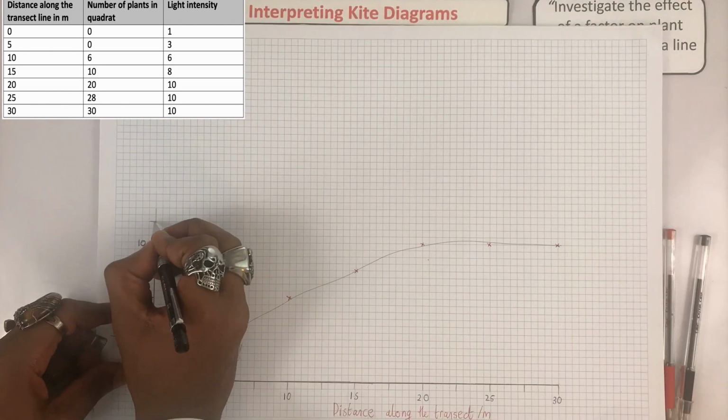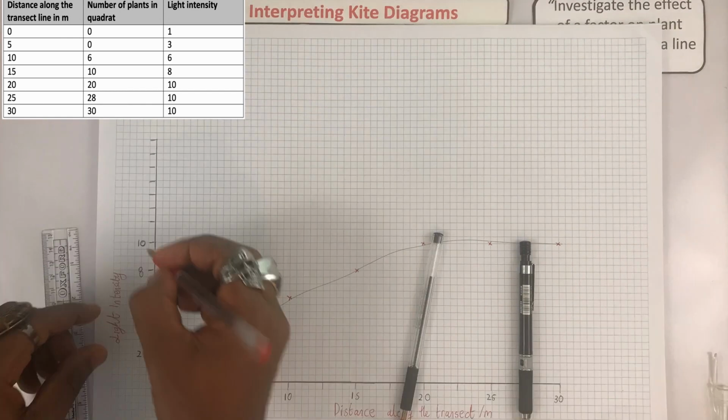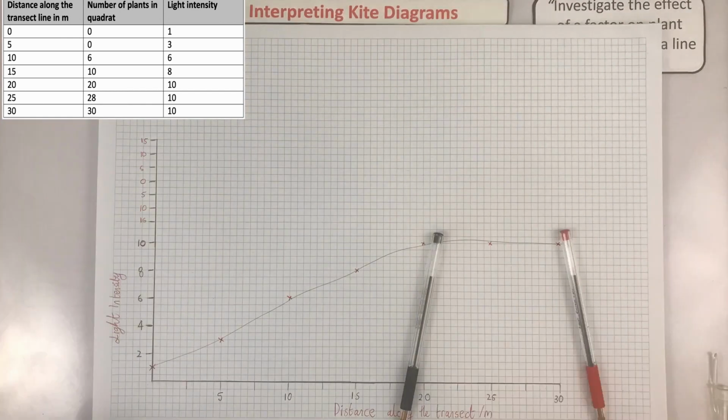I start off by checking the highest number of my plant, that's 30. So I then need to make sure that I have 15 above my guideline and 15 below my guideline. If I go up in 5s, that means I'll need 7 marks because I also need a mark for the 0 point. Now look how it's done.